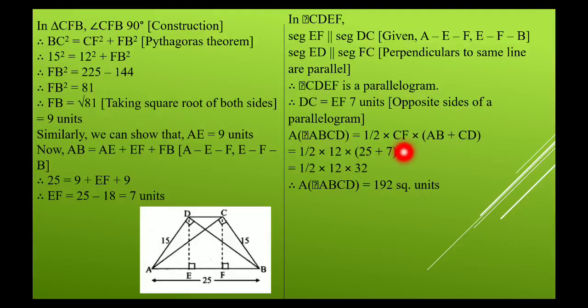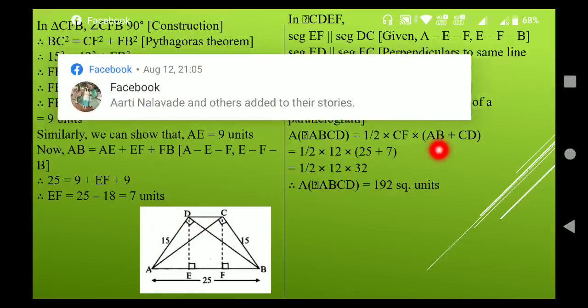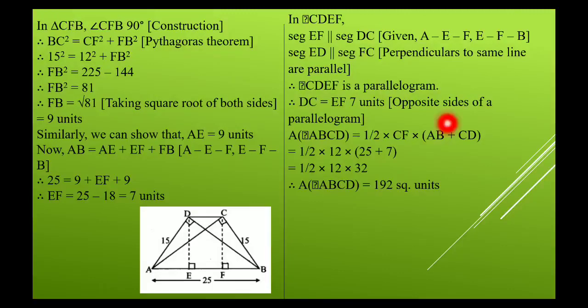What is the height here? CF and DE, both are equal. We can write either CF value or DE value into the sum of the parallel sides. What are the parallel sides here? AB and DC, the sum of AB and CD. So we calculate half into 12, CF value is 12, multiply 25 plus 7. By calculating, the area of quadrilateral ABCD is equal to 192 square units.